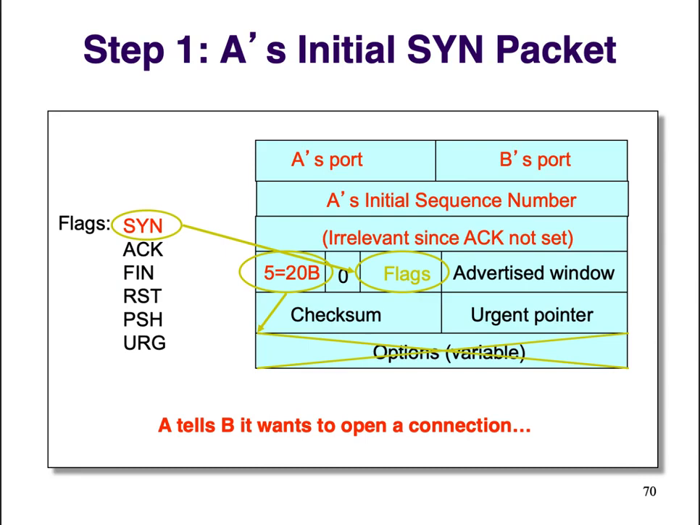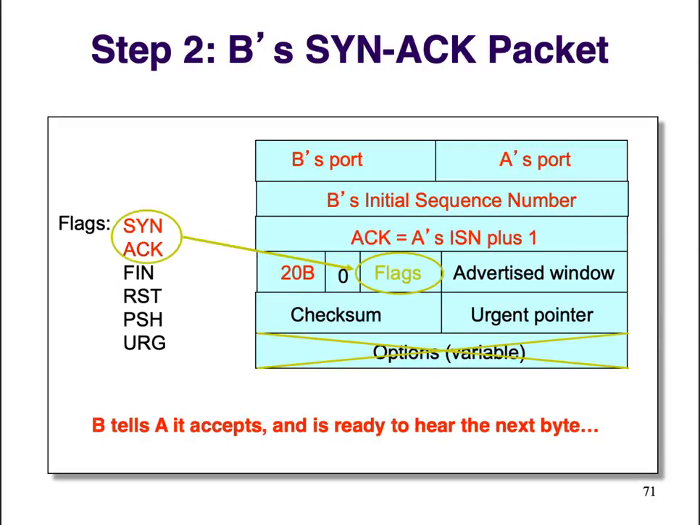And now look at what these fields are. The field here for sequence number is A's initial sequence number. Okay? So this is how A and B are going to synchronize on the sequence numbers that A is going to send to B. The acknowledgement field here is not relevant because we've not set the acknowledgement bit. Is this okay? Yeah. No. So there's no payload because you're not sending data yet.